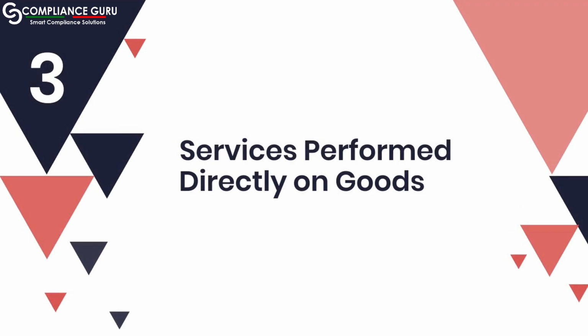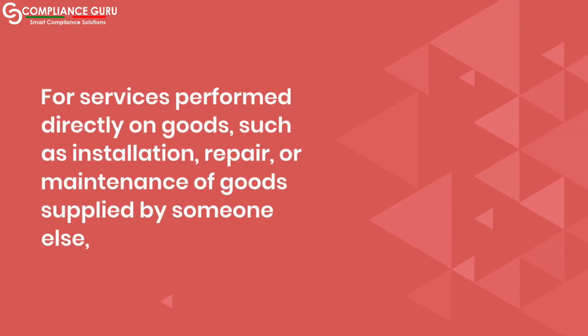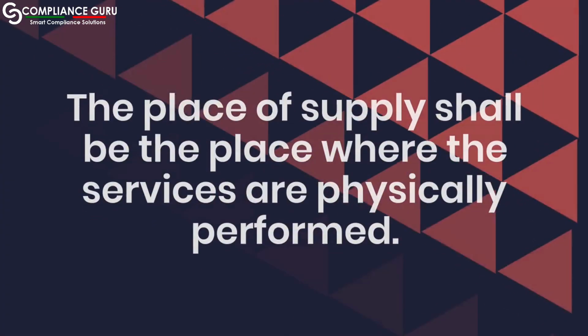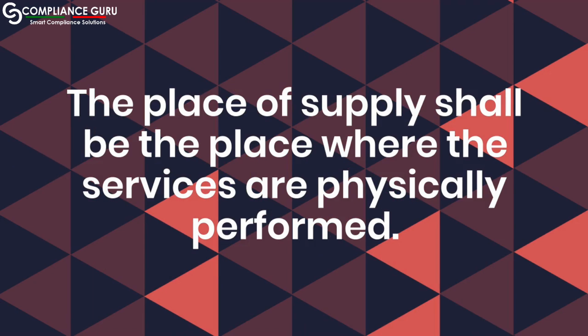3. Services performed directly on goods. For services performed directly on goods, such as installation, repair, or maintenance of goods supplied by someone else, the place of supply shall be the place where the services are physically performed.